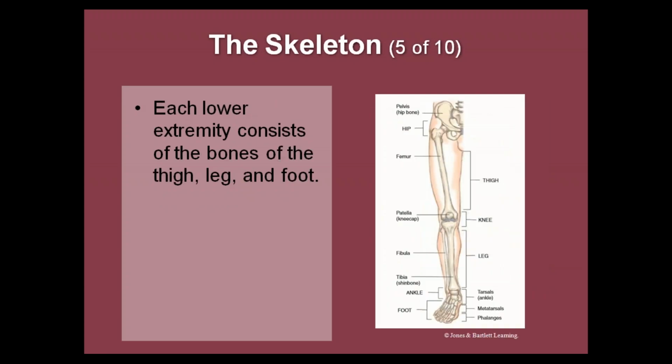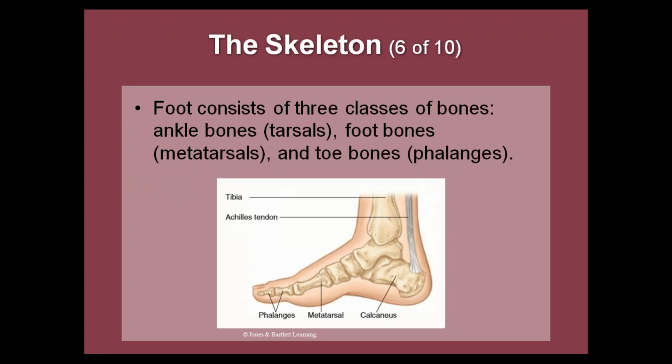All right. Each lower extremity consists of the bones of the thigh, leg, and foot. The patella is the kneecap. Tibia, the shin bone, which is the bone that we're going to utilize for IO insertion. You got the foot that is connected to you got the ankle bones, which are the tarsals. The actual foot bones are the metatarsals, and the toe bones are the phalanges.